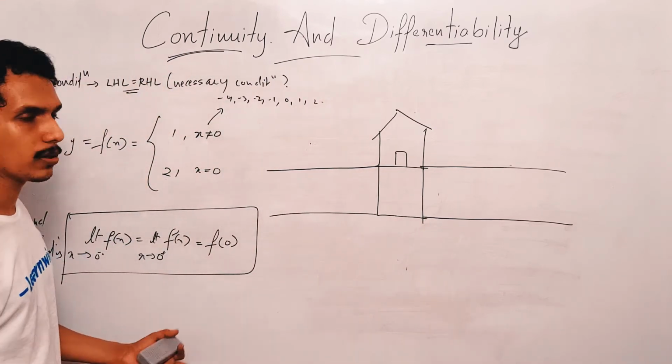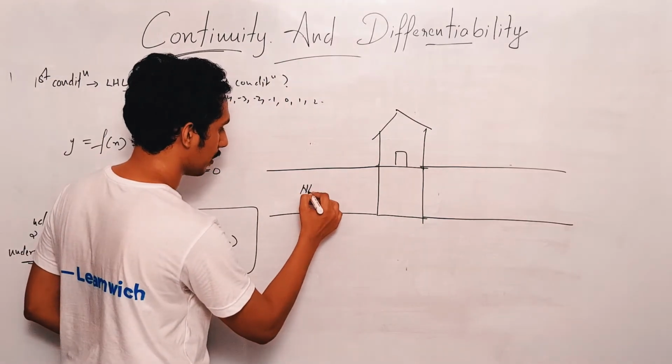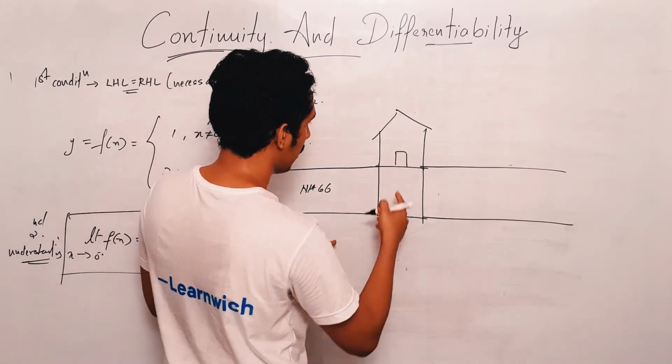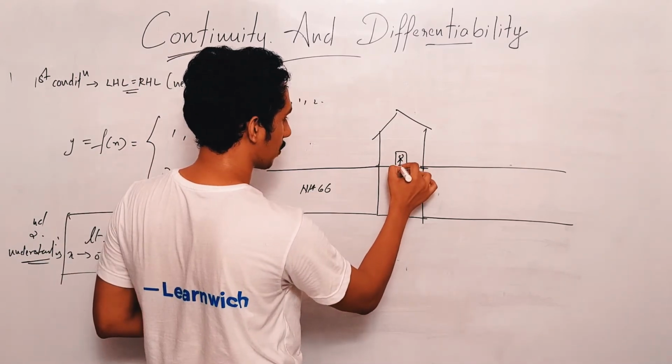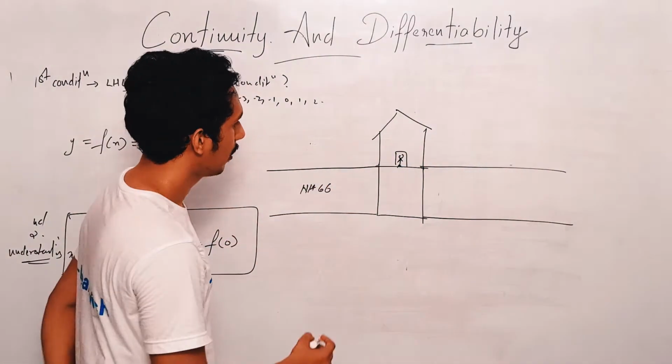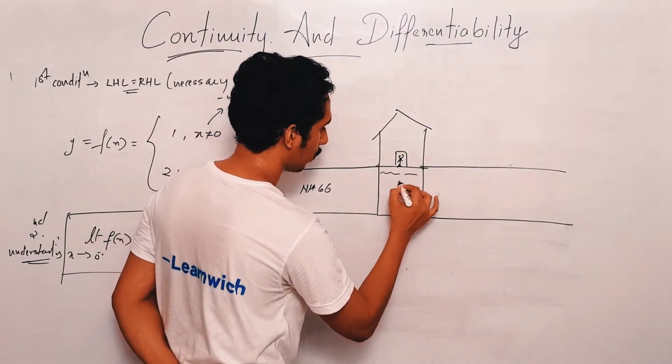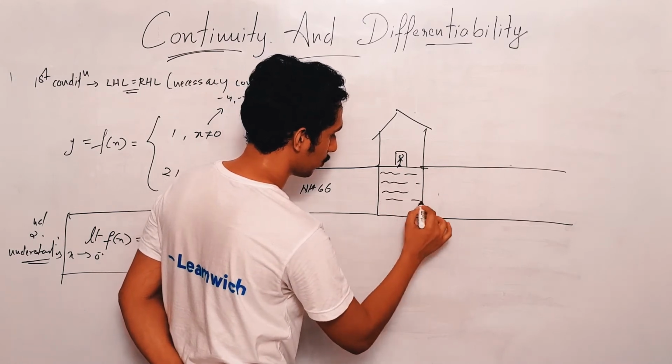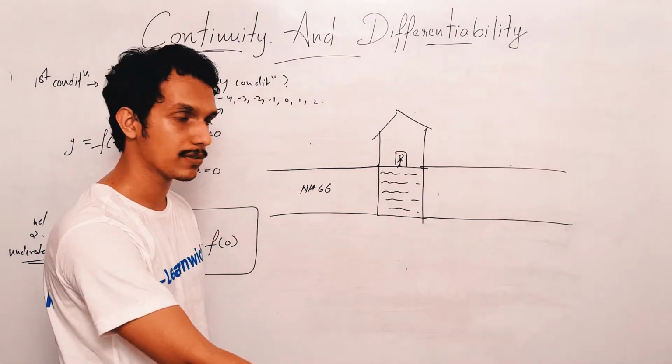Let's say this is what kind of road? Let's say this is NH66. So there is a person getting out of this house. What happens is, when he is getting out of this house, he sees there is a pool of water. Let's say there is a swimming pool right in front of his house.